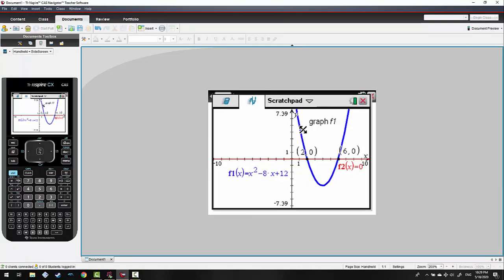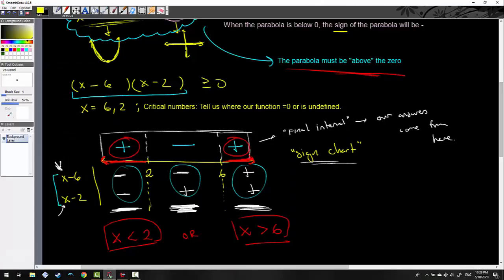Notice, the blue is actually above the red for all of my x values that are to the left of the 2, right? If I travel to the left of the 2, I'm going up the parabola. If I travel to the right of the 6, I'm going to the right and up, making me above the line. Notice how we found that without graphing the parabola. So these sign charts are very helpful when it comes to solving a quadratic inequality without having to graph, because graphing can be a bit of a pain. I hope that makes sense. Let me clean up the board for our second example.